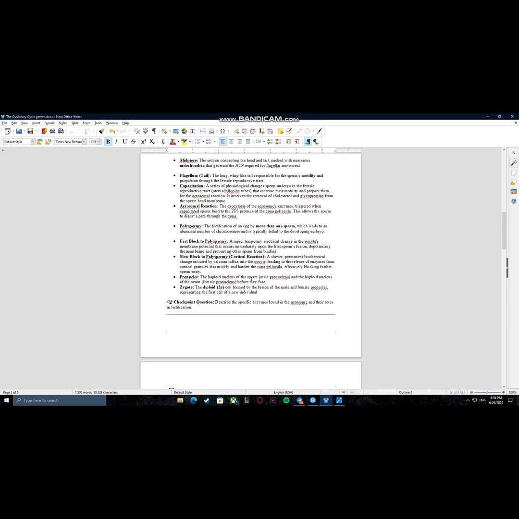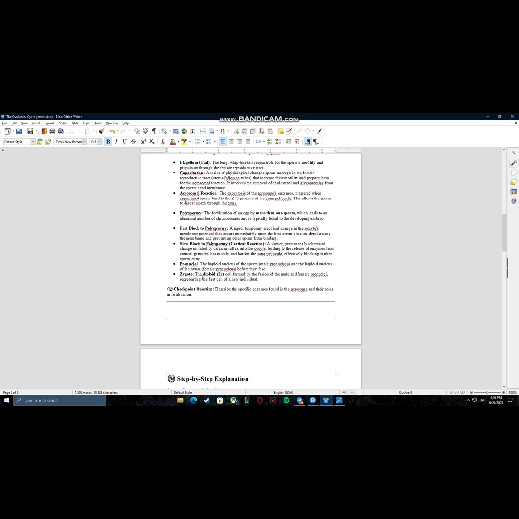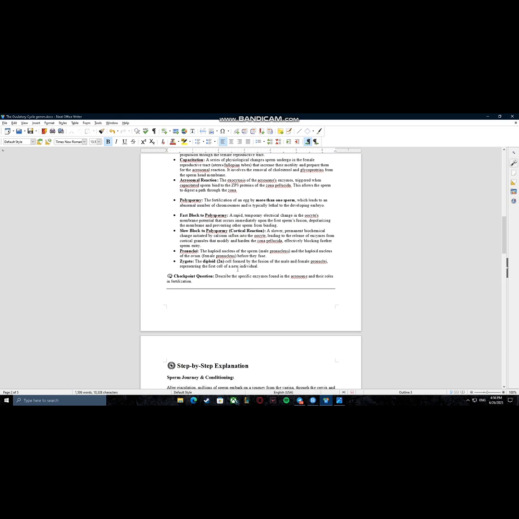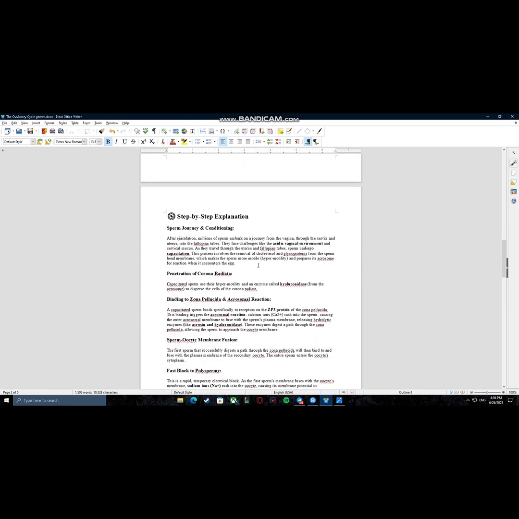Pronuclei are the haploid nucleus of the sperm, the male pronucleus, and the haploid nucleus of the ovum, the female pronucleus, before they fuse. Zygote is the diploid 2n, 46 chromosome cell formed by the fusion of the male and female pronuclei, representing the first cell of a new individual.